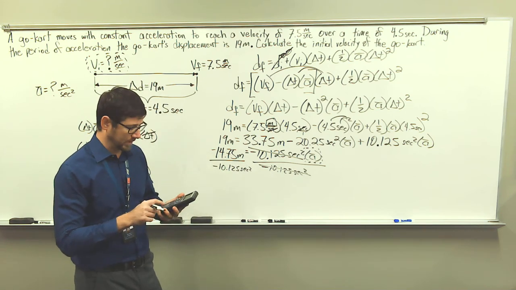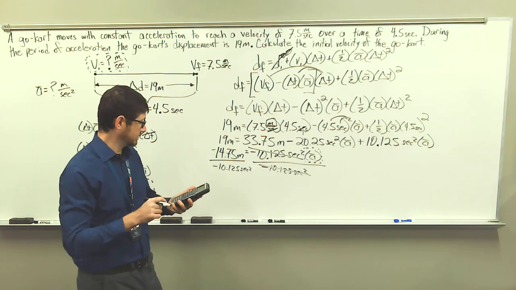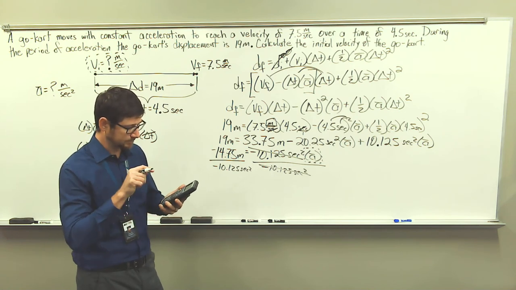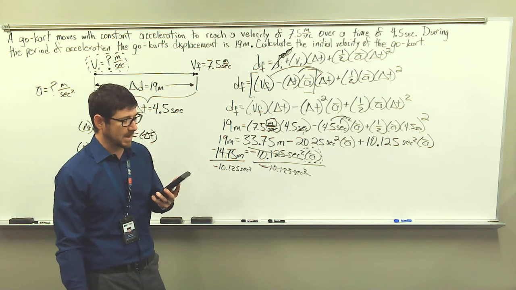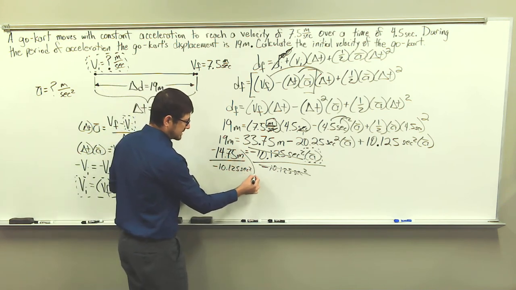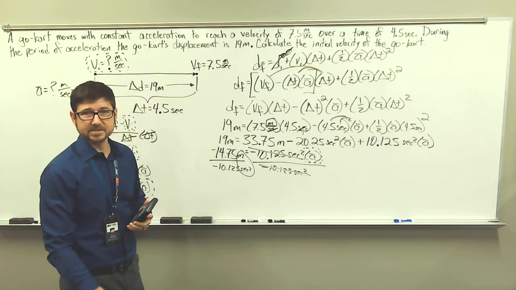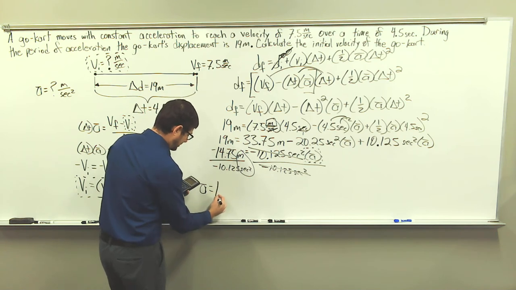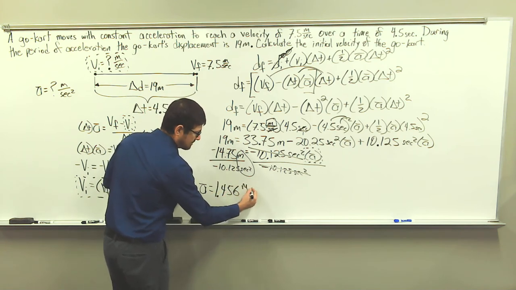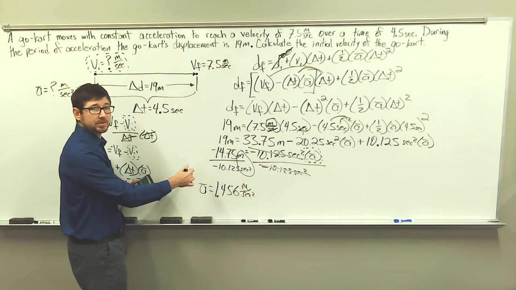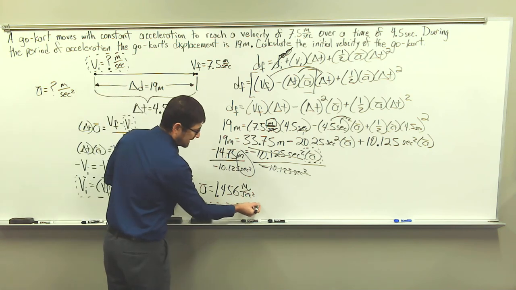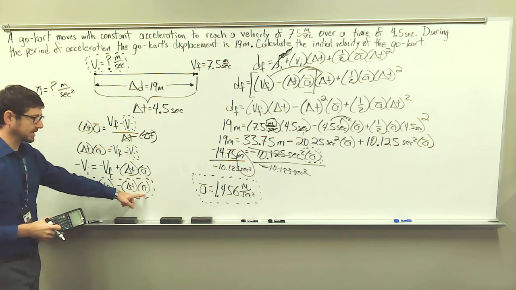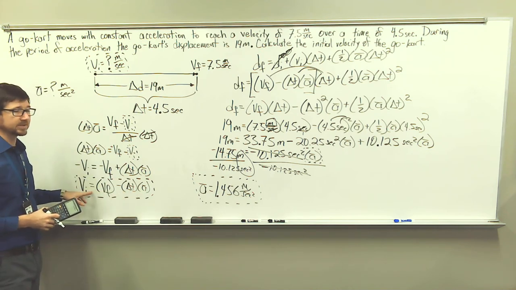14.75 divided by 10.125, so we're going to have 1 point something. 14.75 divided by 10.125, I get 1.456. Let's take a look at our units. I have meters per second squared. Okay, so our acceleration is equal to 1.456 meters per second squared. Now I'm going to put the dotted box around this because we need this calculated value. Remember, we're using this calculated value to plug into this equation, and we're going to solve for initial velocity.